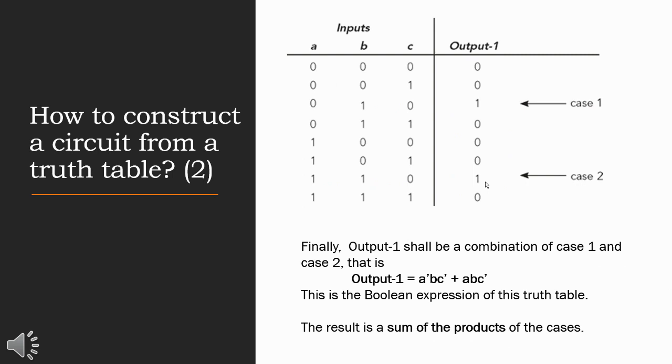Finally, output 1 shall be a combination of case 1 and case 2. That is, output 1 shall be 1 at either case 1 or case 2. Written as output 1 equal to not A, B, not C, plus A, B, not C. This is the Boolean expression of the given truth table. The result is in a form of sum of the products, where a product is a case of a combination of inputs in the truth table.